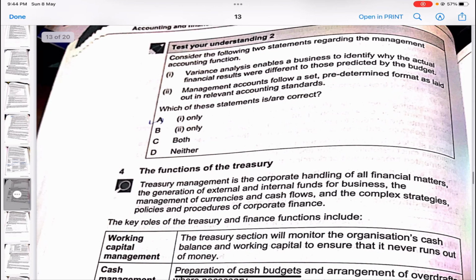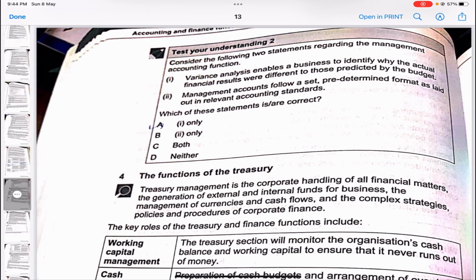Moving on. Test your understanding too. Consider the following two statements regarding the management account function. So, variance analysis enables the business to identify why the actual financial results were different to those predicted by the budget. That's true. Management accounts follow a set predetermined format. No, that is of the financial account. So, the answer is A, one only.